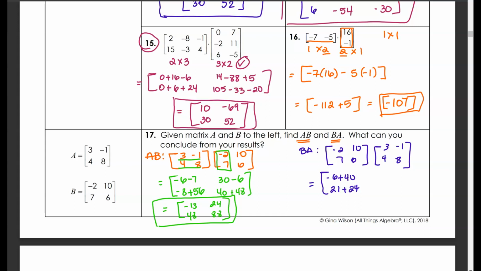We move over, and then we have negative 2 times negative 1, which is a positive 2. 10 times 8, which is an 80. Then we end up with 7 times negative 1, which is negative 7. And 6 times 8, which is a positive 48.